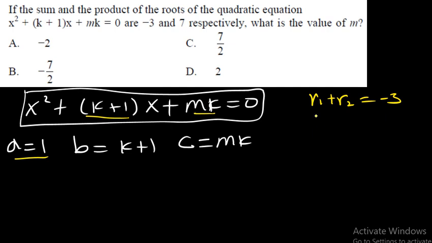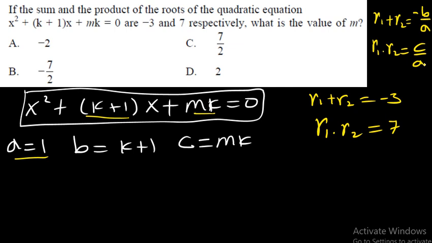That means the sum of the roots is -3, and the product of the roots, r1 times r2, is given to us as 7. But remember, r1 plus r2, the sum of the roots, is negative b over a. That's a formula. I'll write it again. r1 plus r2 is negative b over a, and r1 times r2 equals c over a. Okay, so now let me do it here.